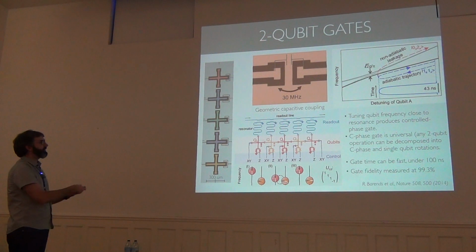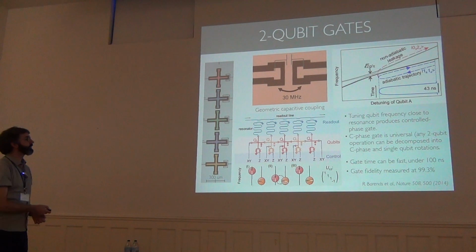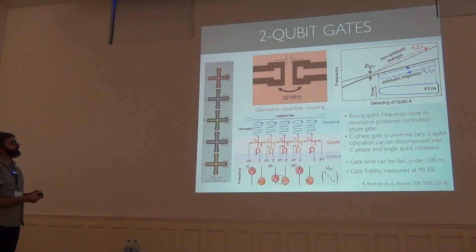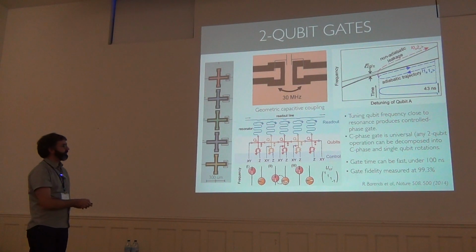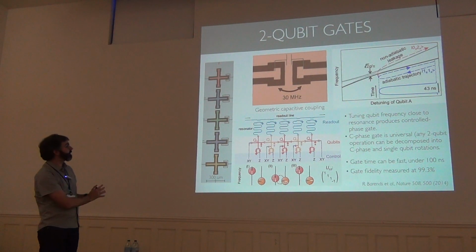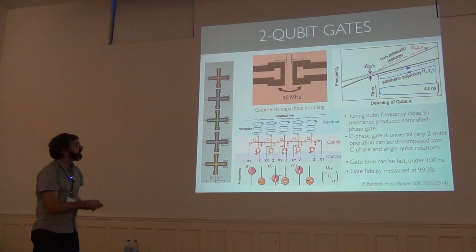And this capacitance will lead to essentially a dipole-dipole coupling between the two qubits. That means these two qubits will see each other. How they perform two-qubit gates in this system can be understood with this plot here.